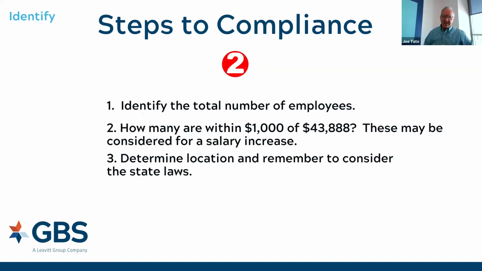Step number two, identify the total number of employees. And also, I think it's important to look at how many employees are within $1,000 of 43,888. It's kind of a random number that I've chosen, but if they're within $1,000, it's possible someone will need to think about what do we do? Do we move them to hourly or do we increase them?